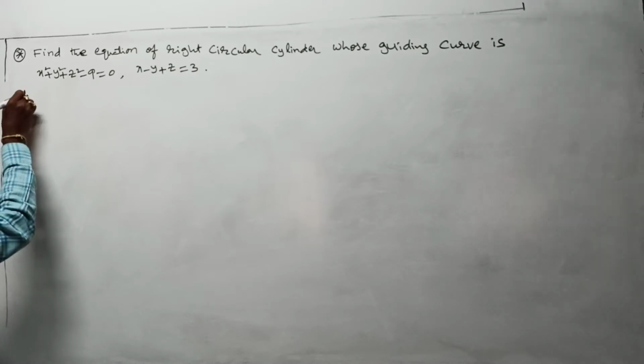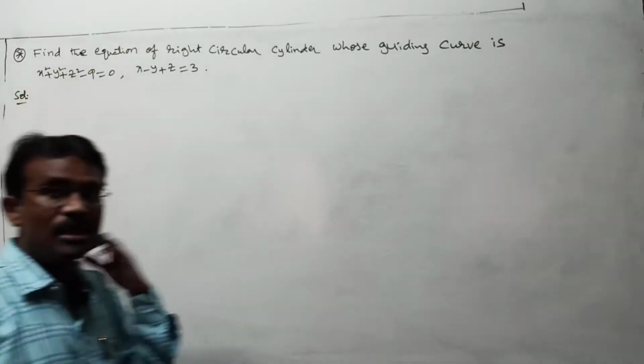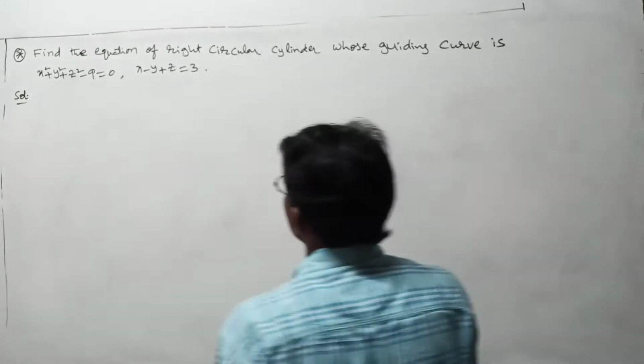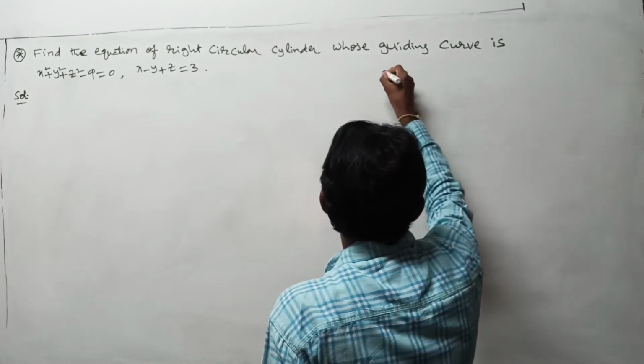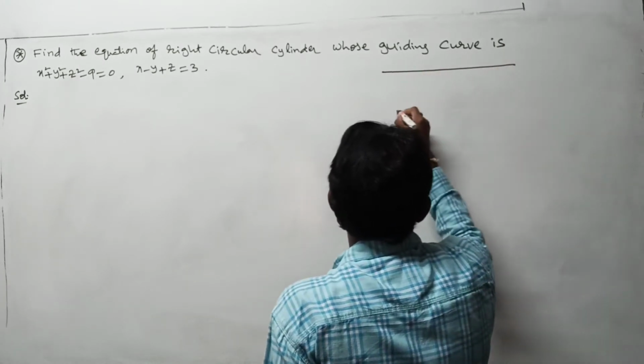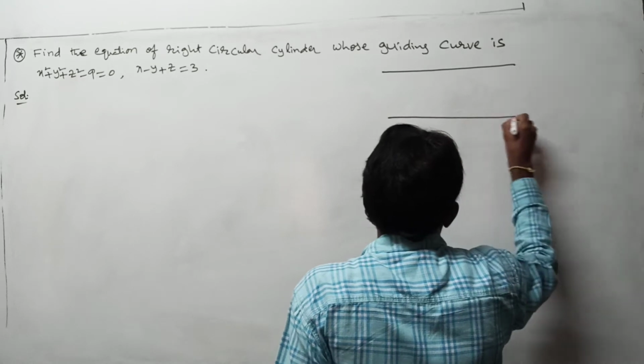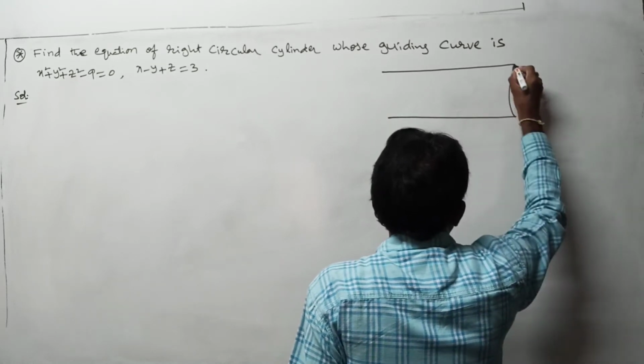It is a little bit different question ma. Again I want to take a diagram here ma. This is our required right circular cylinder ma. We have to form this one only. We have to find the equation of this one only.